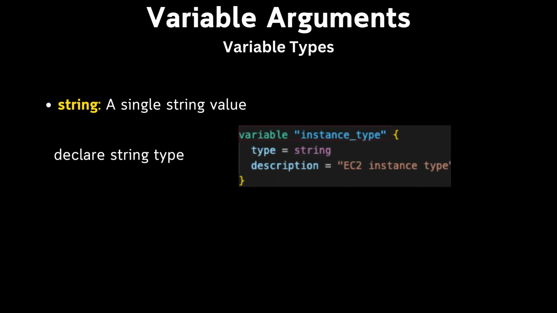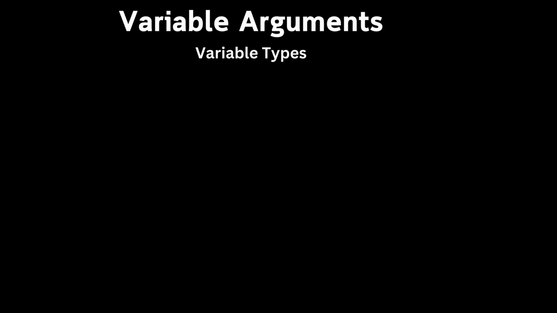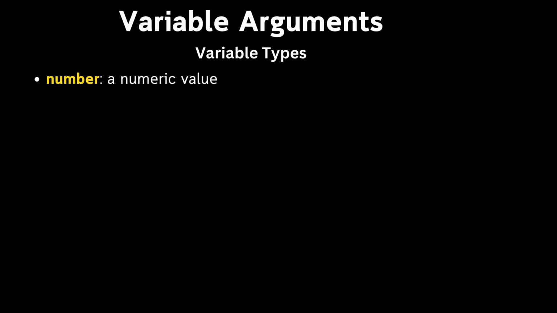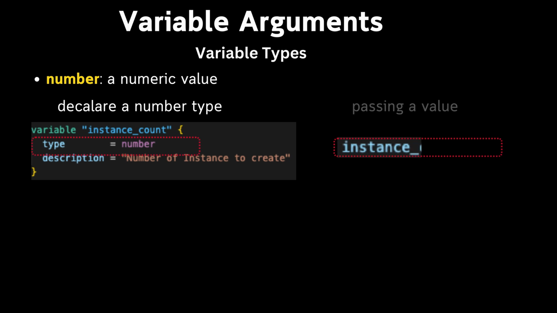You define the variable block and then you use the type argument and then specify string. To pass a value for a string type, you just put the value in quotes, and on the left side, you define the variable name. Another type is numeric type, which is the number type. To declare a number, you just type the keyword number. To pass a value, this time you just provide the number that you want for your variable.